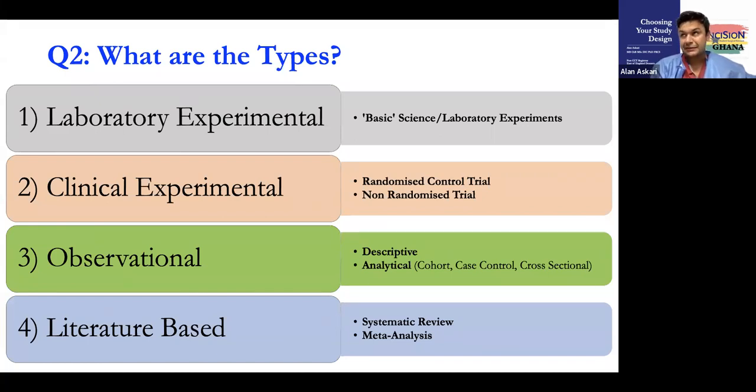Then there's clinical experimental designs. And that's ultimately what a lot of us as clinicians, whether we're working in surgery or medicine or any other field, really do. And they mainly comprise of randomized control trials or non-randomized trials. Observational studies can be broadly categorized into descriptive and analytical, and there are subtypes of these as well. Literature-based ones are essentially when you are researching the literature to come up with a systematic review or meta-analysis to satisfy your research question. And I'll be talking about each one in turn and the pros and cons of each and when they would be appropriate and when maybe not so appropriate.